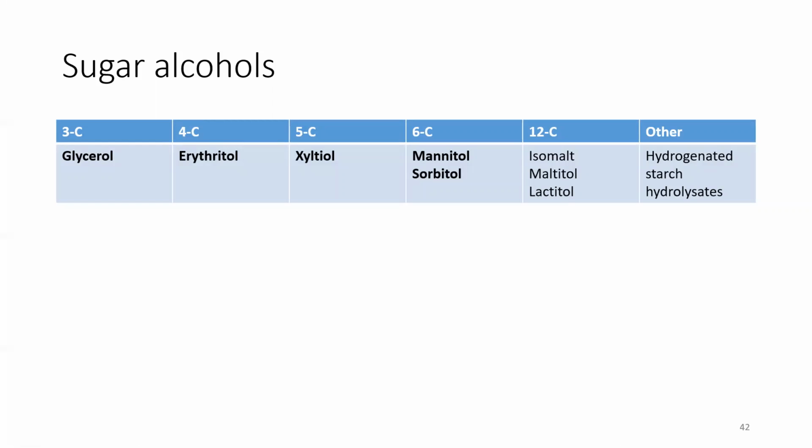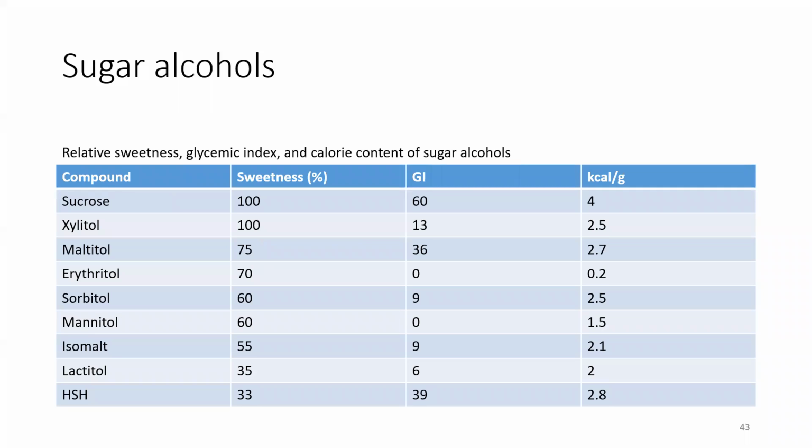Okay, next let's talk about sugar alcohols. So sugar alcohols would be another sweetener. These are not high-intensity sweeteners. They actually have either equivalent or less sweetness than sucrose. In bold there, I have the naturally occurring sugar alcohols, and then there are a few that are chemically modified. So you see here the sweetness of sucrose is 100. Xylitol, equivalent sweetness to sucrose. The rest of them lower.